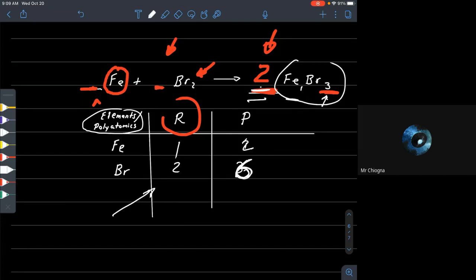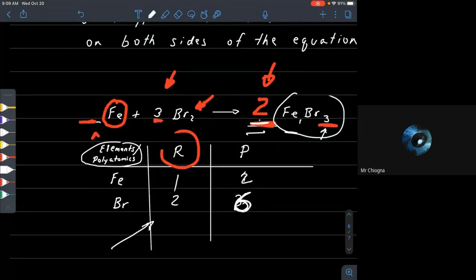Can I change them? Of course I can. I can put a 3 in front of here. That gives me 6, which is what I want. Am I done? Good. I have to change the iron. Yeah. So put a 2 in front. Now you're done. Just go through row by row.